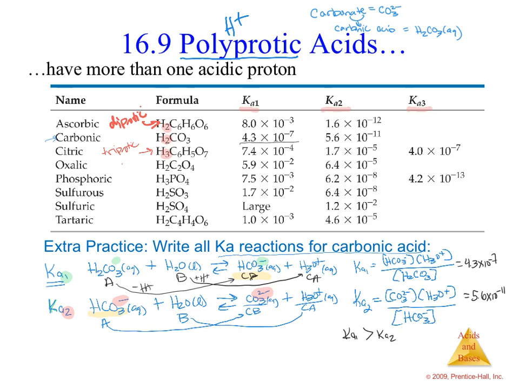That tells me that carbonic acid is a much stronger acid than bicarbonate is. They're both weak acids, but this is the stronger of the two weak acids. This would be the weaker of the two weak acids. I know these are both acids because I've got Ka reactions for both of them. Okay, so let's go ahead to the next slide.